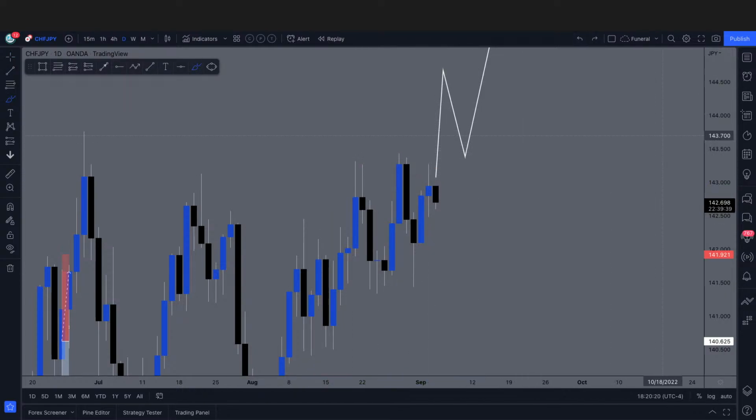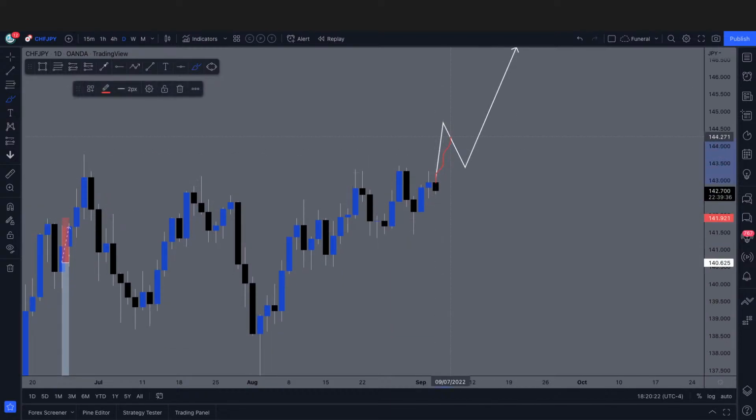but we could see a possible break to the upside, and if we do get an impulse to the upside, a retracement back into this area for a continuation would be the setup that I would be looking for.